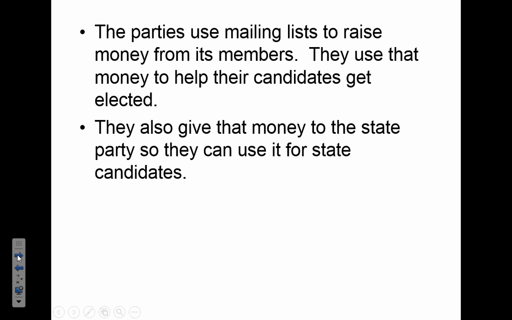Sometimes the party itself will give money to candidates, and actually that's not uncommon. They don't always. If they feel a candidate has enough money, or if they don't necessarily like that candidate, they don't give them money. You do see that occasionally. The candidate is not really toeing the party line, or has some views that go against it. Maybe I'm a Republican, but I like Obamacare.